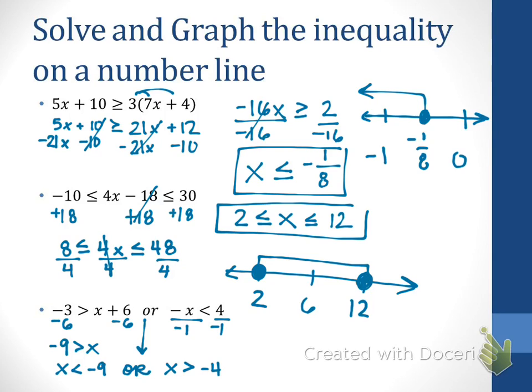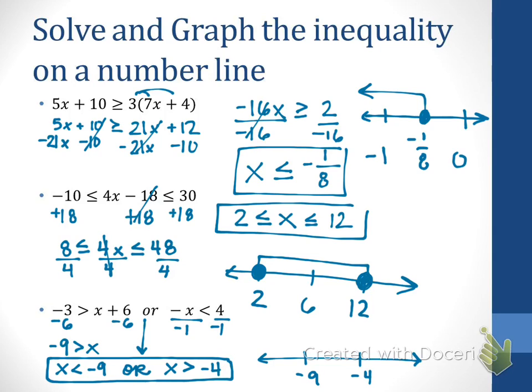X is less than -9 or X is greater than -4. This is my answer. So it's either going to be one way or the other. So when I have an OR problem, we put the smallest number to the left, so -9, -4. I usually do a number smaller than -9, larger than -4.